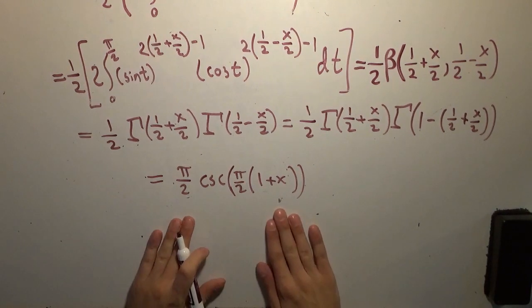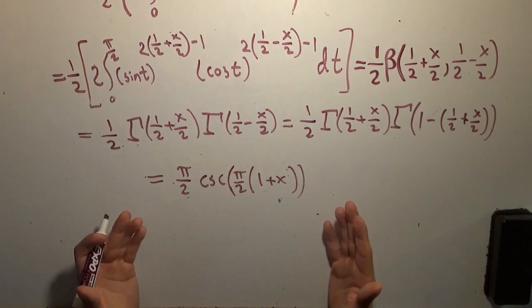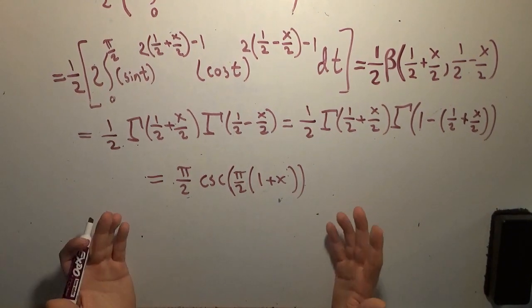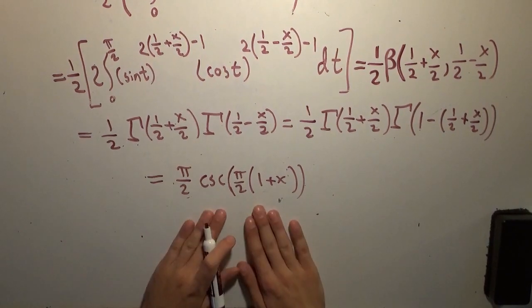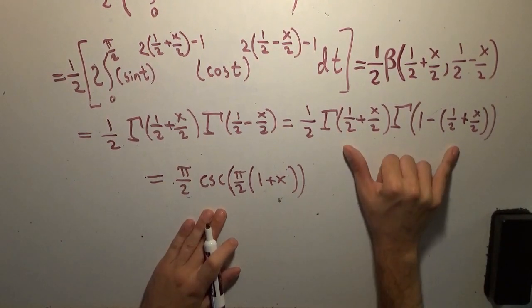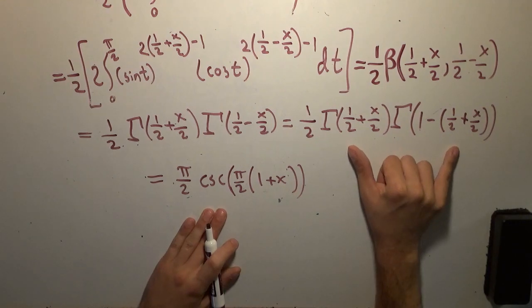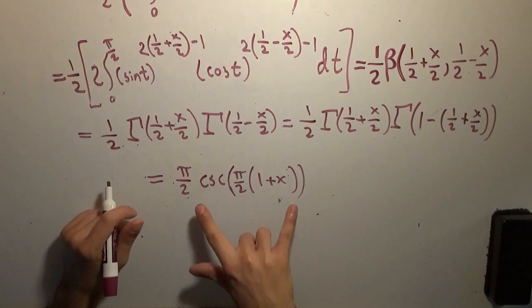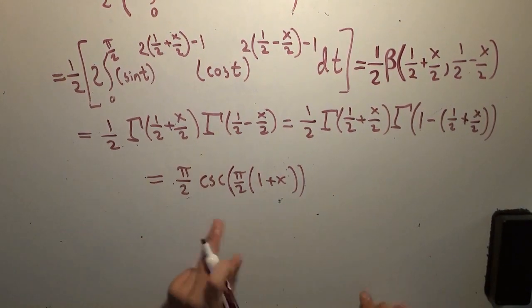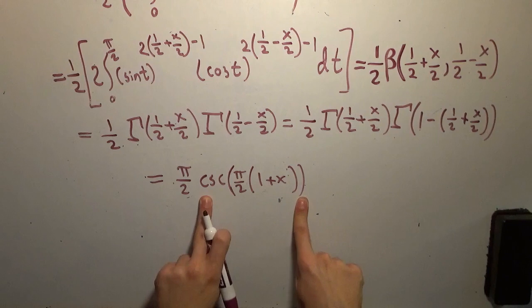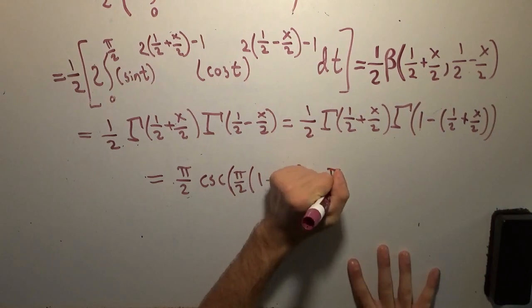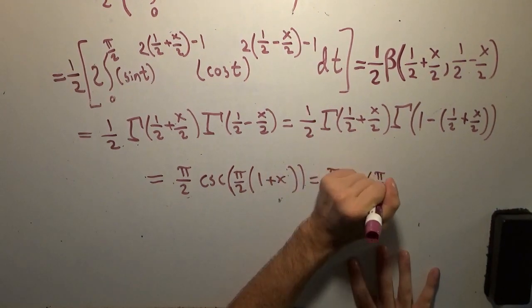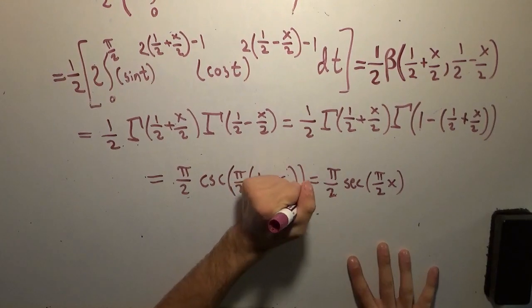I'm just using, I think it's called Euler's reflection formula. I think it's named after Euler. Everything is named after Euler. So this is what you end up with if you apply the reflection formula for the gamma function. It isn't too hard to see, if you know your shifts and whatnot for trigonometry, that this right here is actually equal to the secant of pi over 2 times x. So we have pi over 2 times the secant of pi over 2 times x. And that's our final answer, boys and girls.